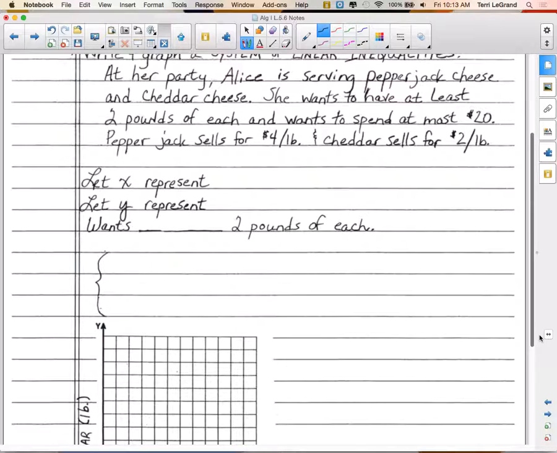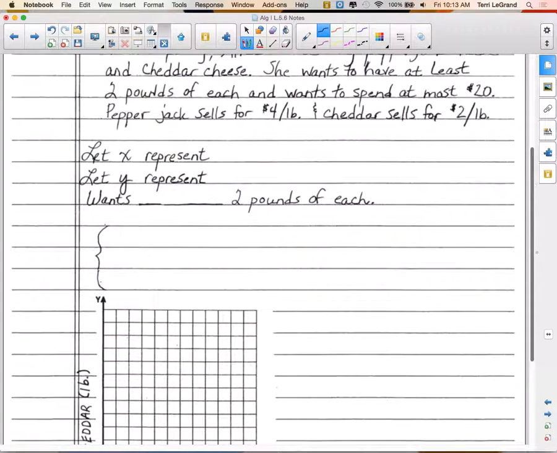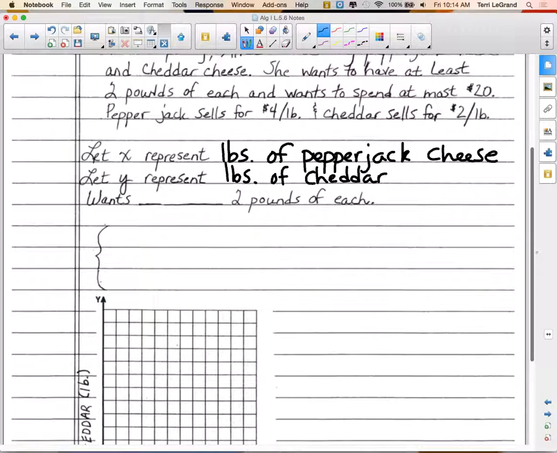So what do we have? What are we going to let X represent? Go look at the graph, I've already helped you out there. What's X going to represent? Yeah, pounds of pepper jack, not just pepper jack, pounds of pepper jack cheese. And then I chose for the y-axis to be what? Pounds of cheddar cheese, yes. Not just pepper jack and cheddar, because we could be talking about their cost. We could be talking about how much of them.